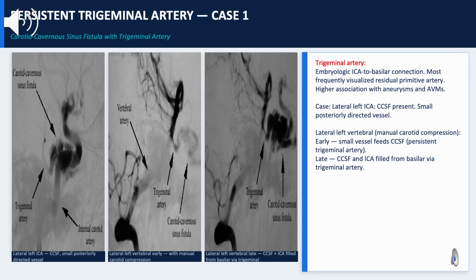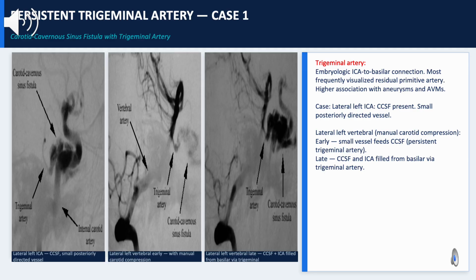The persistent trigeminal artery is the most common of the primitive carotid basilar connections, occurring in approximately 0.1-0.2% of the population. It is the remnant of the embryologic trigeminal artery that briefly connects the ICA to the basilar in the 5th week of gestation before the posterior communicating artery develops. Its clinical importance lies in 3 facts.